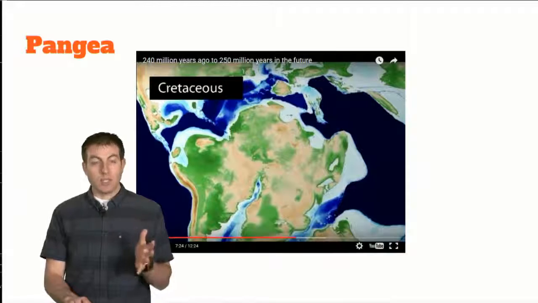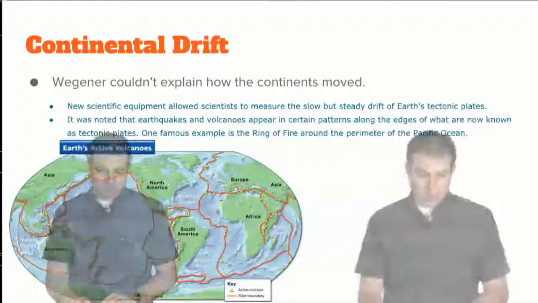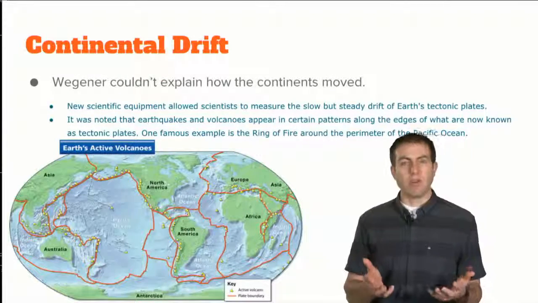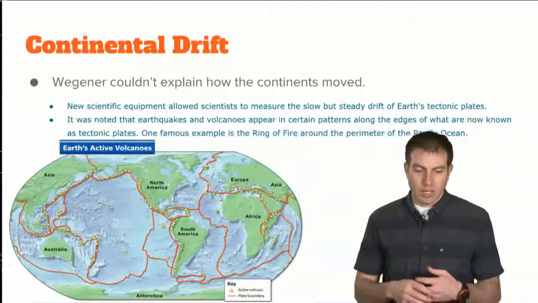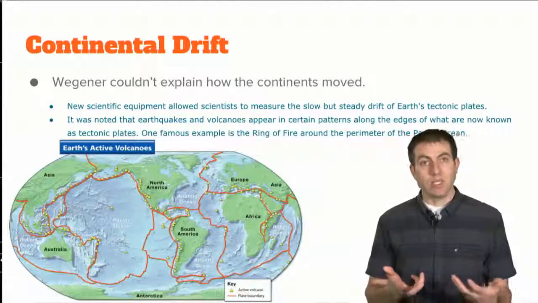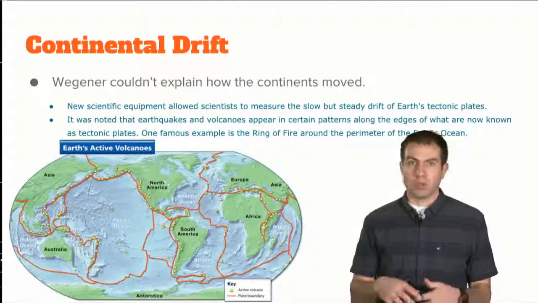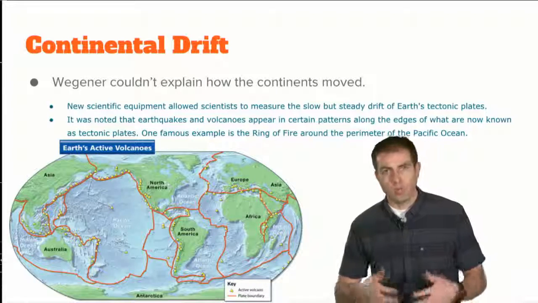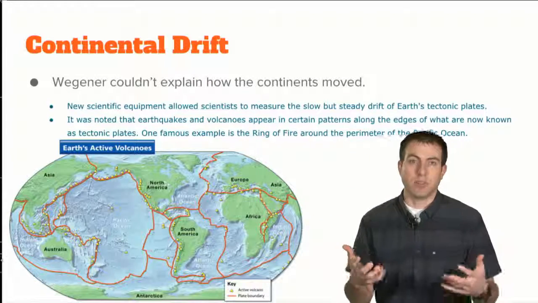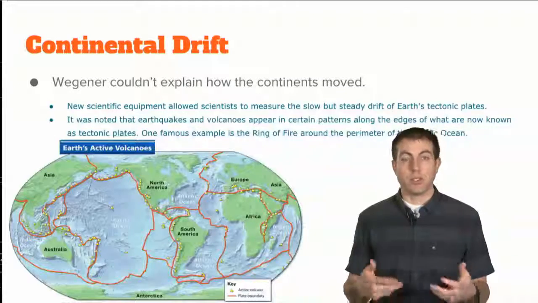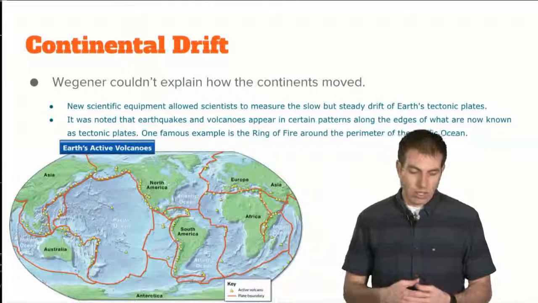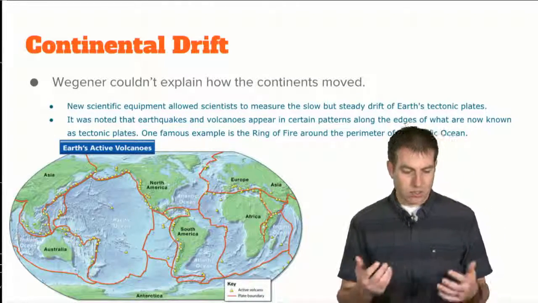So Wegener had all these ideas but couldn't explain how it happened. That was the big problem with his theory. But as we developed more scientific techniques and got better at describing what the world was, we got more interested in what was going on around the world, and some other things started to be developed.